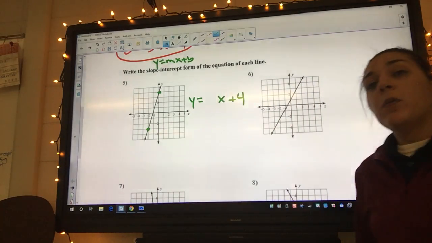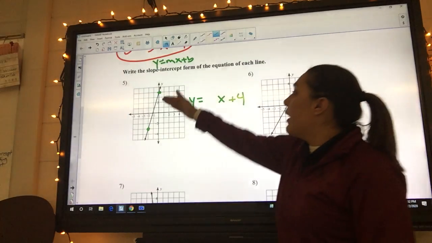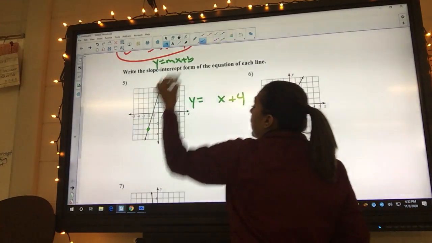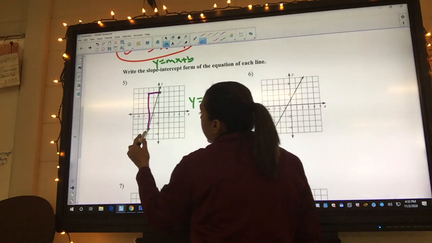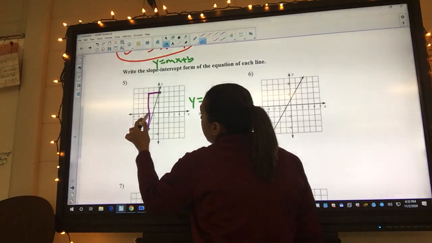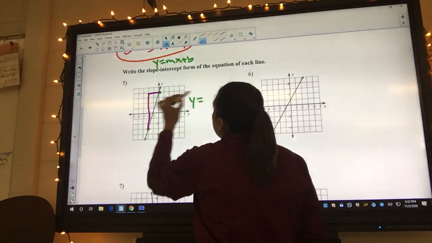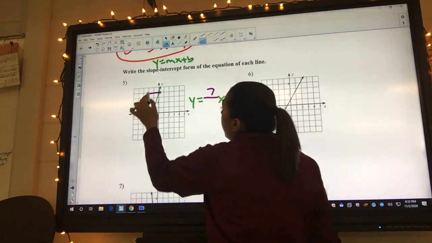Okay, and our slope, how do we figure that out? Well, we got to do that rise over run. So you can draw yourself a little line and we can count. So 1, 2, 3, 4, 5, 6, 7. So it's going to be 7 over 2.